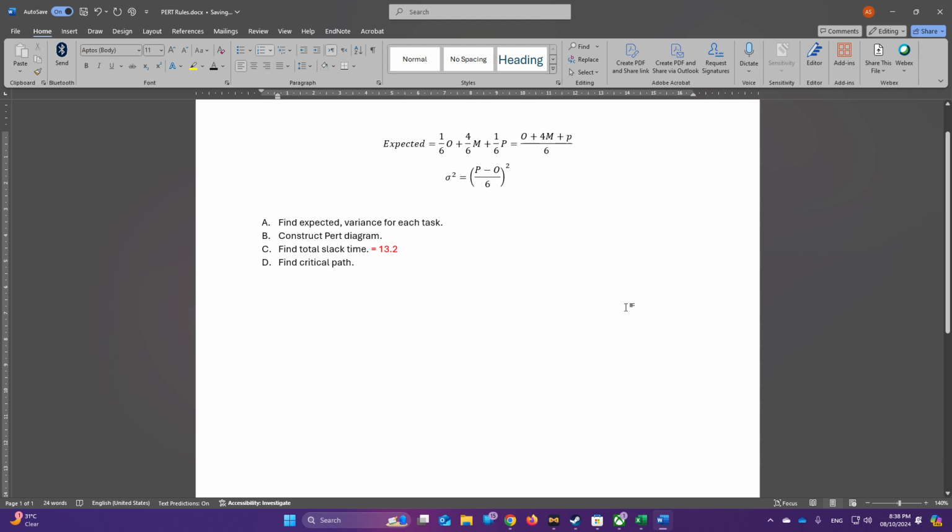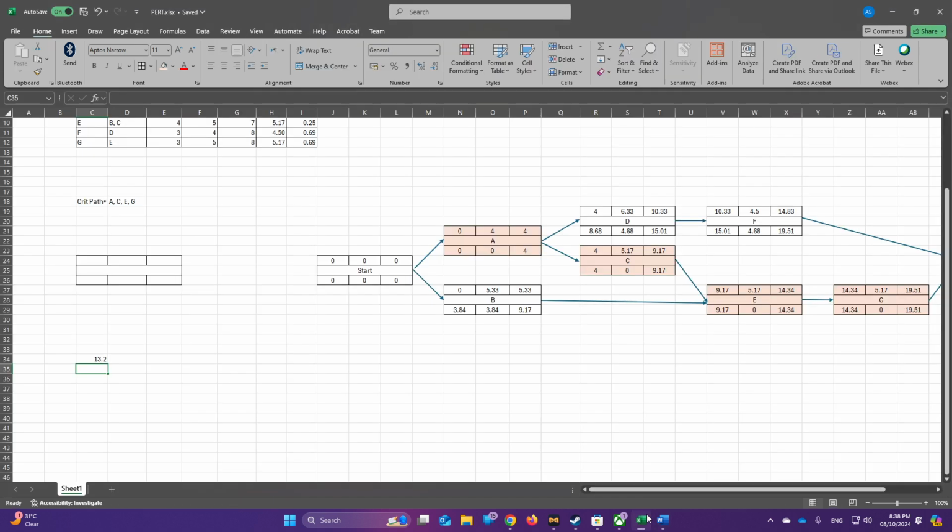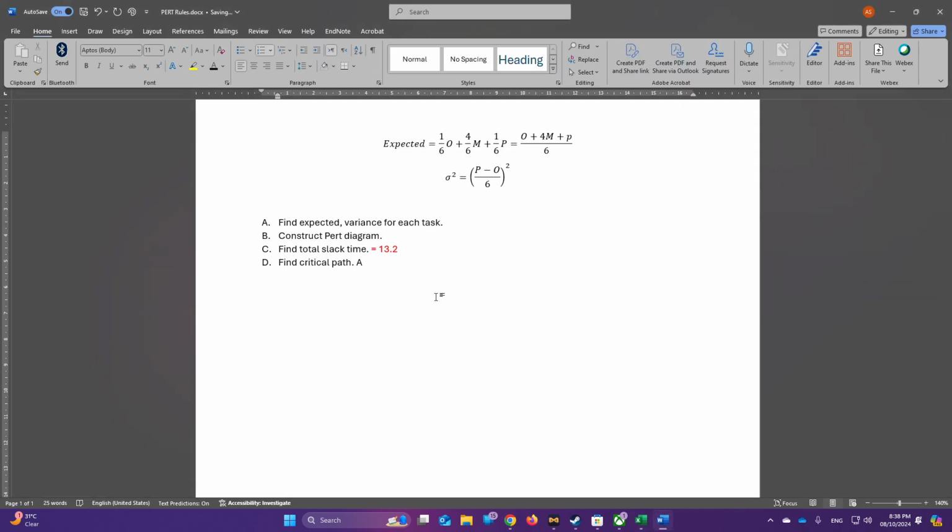We need to find the critical path, and we found it, which is ACEG. So we could write it like ACEG. To be honest, I'm not sure if the formatting would be wrong. Do we need to make it like this? I don't know. I hope the doctor is not this critical, because this is usually how I do it.